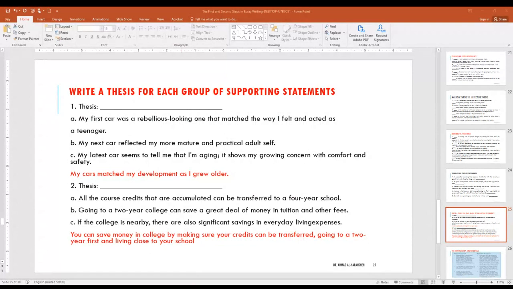Here you have the supporting details. Your job is to write the thesis statement. We have some exercises where we have the thesis statement and we should give supporting details. Now you have the supporting details. You should give me the thesis statement.